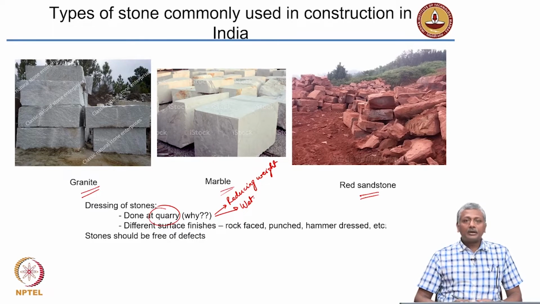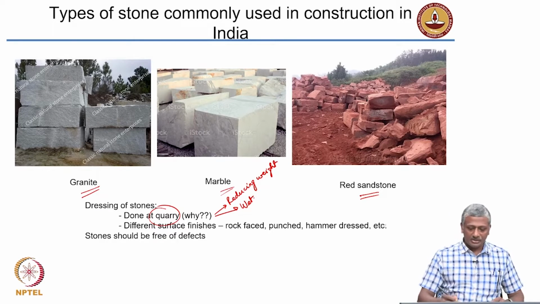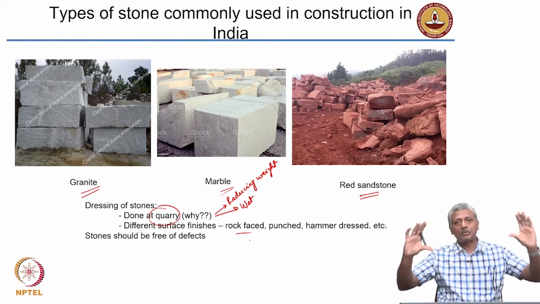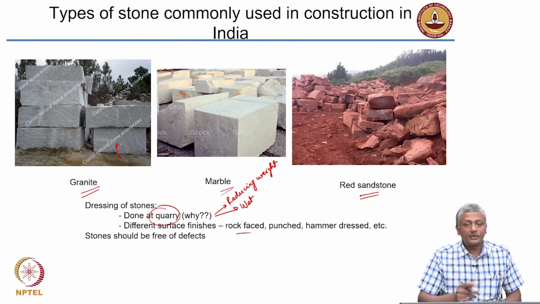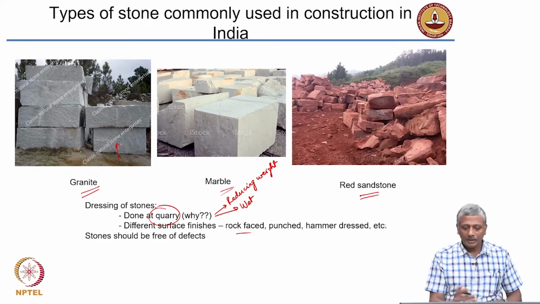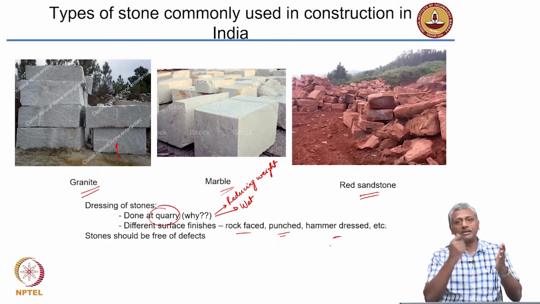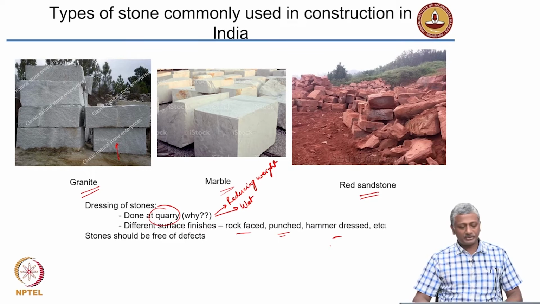Now, depending upon the type of aesthetics that you demand from the stone surface, you can get different types of finishes, like the rock face finish, where even if it's a nice cuboidal block, the outer surface, like for example what is shown here, still looks like the rough surface of a rock. You may have a punched or a hammer dressed face also. Take a hammer and simply dress the top surface. That means you have some sort of a punched face just to give a different aesthetic appearance and so on.